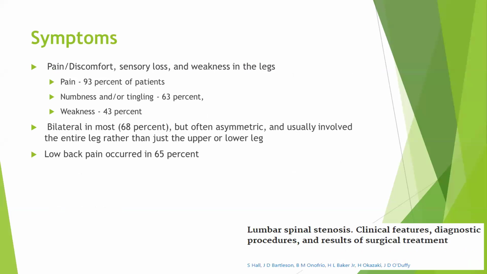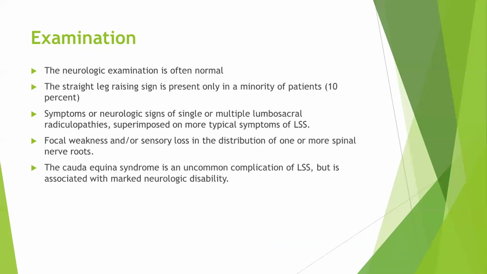This paper defines some other criteria as well, in terms of symptoms: pain and discomfort with sensory loss and weakness in the legs. Pain was present in 93% of the patients, numbness or tingling in 63%, and weakness in 43%. So that is what we commonly see in clinical practice as well. Almost 70% of patients had bilateral but often asymmetric pain, and low back pain was in about 65%. So this was from a large case series that defined this rough distribution of symptoms.